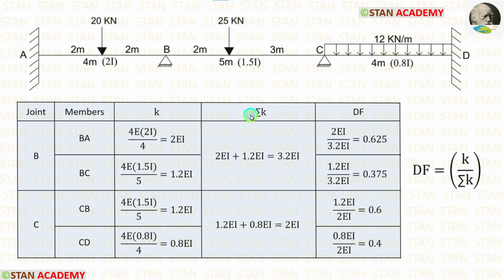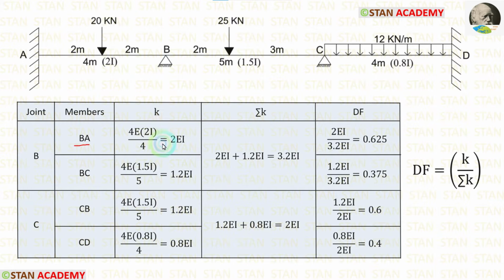Now, let us calculate sigma K, that is summation of the stiffness. In the joint B, there are two stiffness values. When we add them, we are getting 3.2 EI. In the joint C also, there are two stiffness values. When we add them, we are getting 2 EI. Now let's calculate the distribution factor. The formula is K upon sigma K.